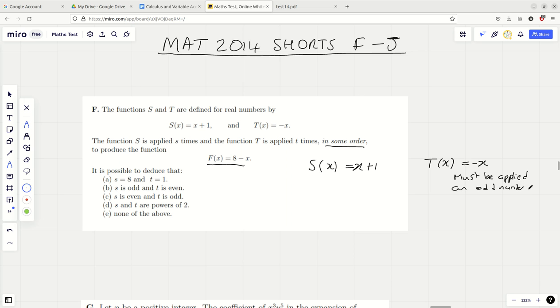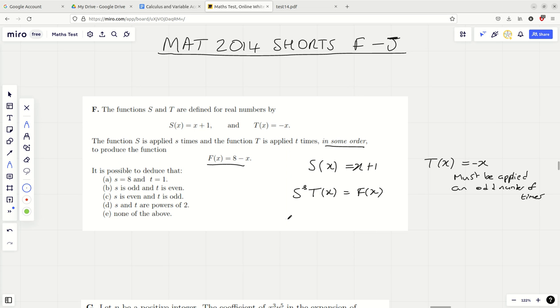That can't be disputed. Now, you might be tempted to say, okay, well, we've got to get to 8 as well, so S has got to be applied 8 times. Well, it's certainly true that that is a way of getting from these two to F. You could apply T and then S 8 times. In other words, if I can use this notation, S8T of X, that is definitely going to equal F of X, isn't it? Because you're going to go from X to minus X, and then you're going to add 1, 1, 1, 1, 1, 1, 1, 1, and you're going to get minus X plus 8, which is the same thing.